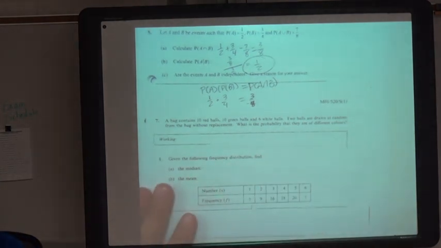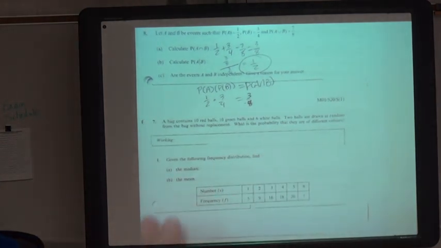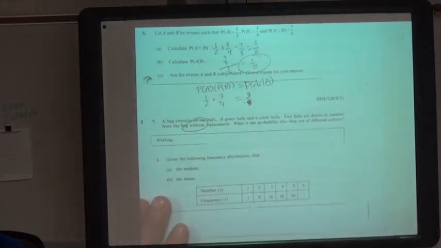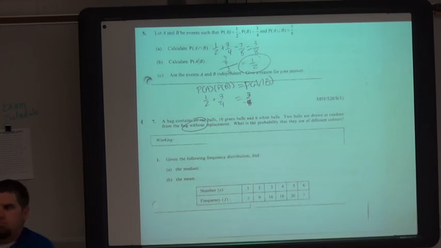A bag contains 10 red balls, 10 green balls, 6 white balls. 2 balls are drawn at random without replacement. Key word in this question is without. What is the probability that they are of different colors? How many different ways could we get different colors here? Three or six. Which one's the 6? Because you can do the opposite. Because I could have red green, green red, red white, white red, all those.